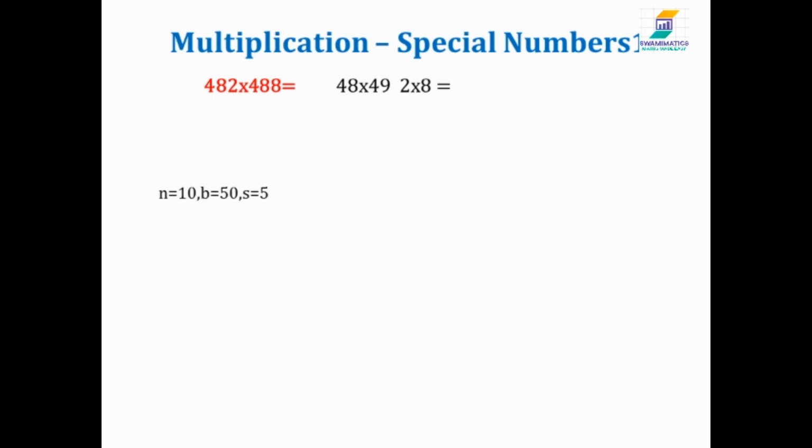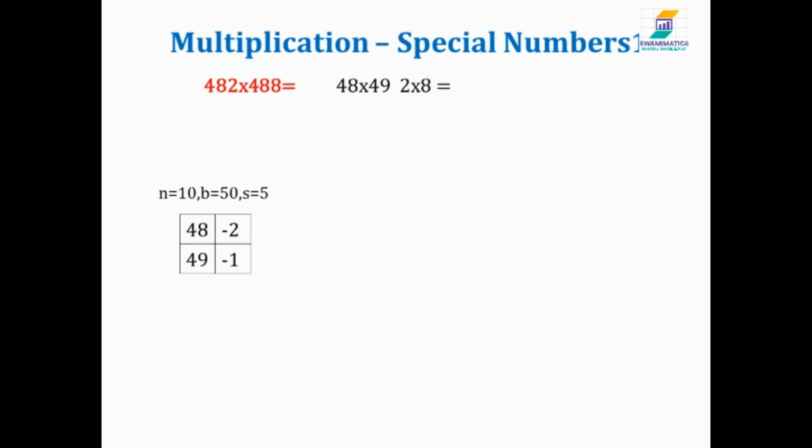You still remember, I hope, the base method we discussed. In 48 and 49, it's a two-digit number, so the normal base is 10, and since the numbers are close to 50, the base is 50, and also S is 5. There is the ratio between the base and 10, which is 5.